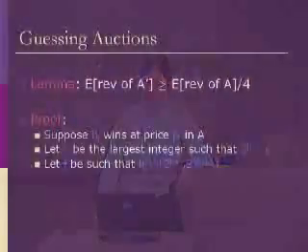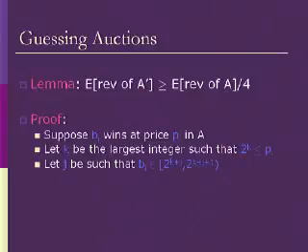And how do we show that? It's not so difficult. Suppose that a bidder wins at price p_i in A. I want to show that in expectation, I'm going to get something close to p_i from this bidder. So let k be the largest integer such that 2^k fits into this price p_i. And let j be the bucket into which the bidder's valuation falls.